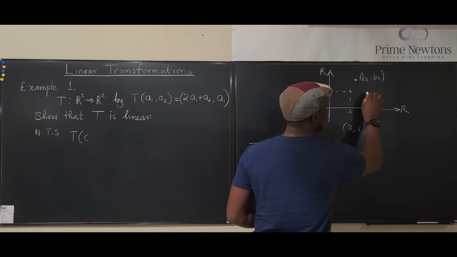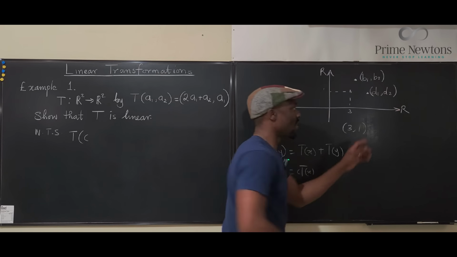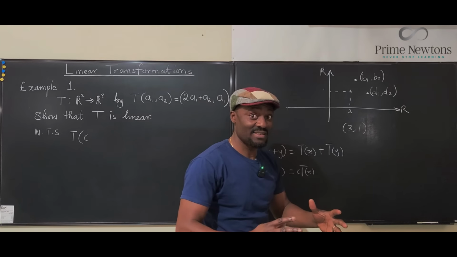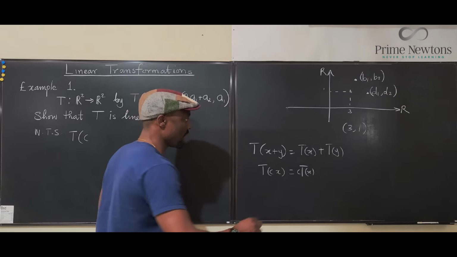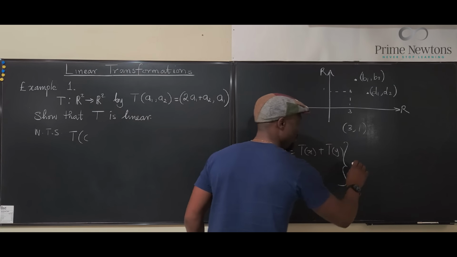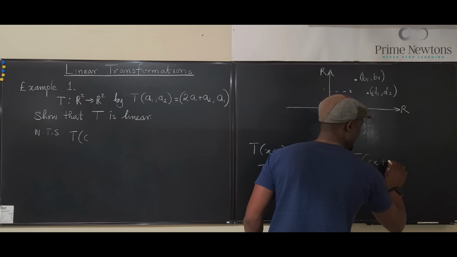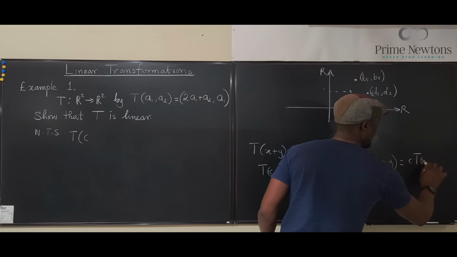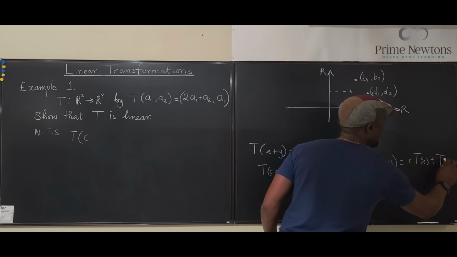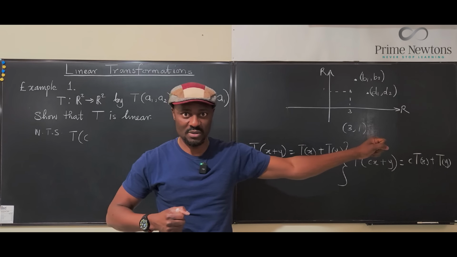And let's pick another point, D1, comma D2. Okay, so we're going to transform these two points together and see if it's going to obey the rule that we wrote here. Remember, if we put these two together, we're going to get T of cx plus y equals c times T of x plus T of y. This is what we want to accomplish. One bird, one stone to kill two birds.